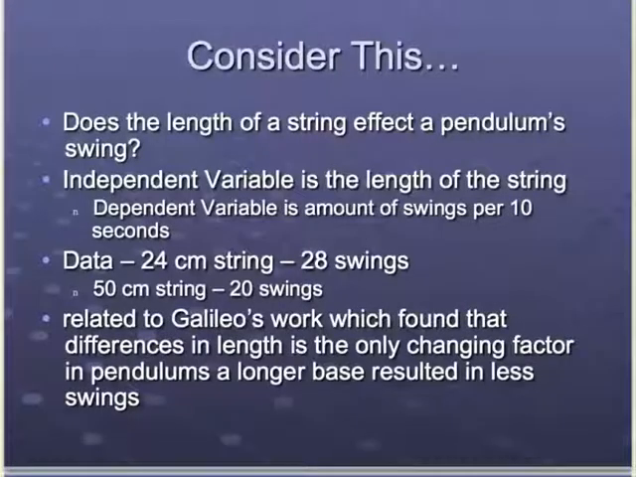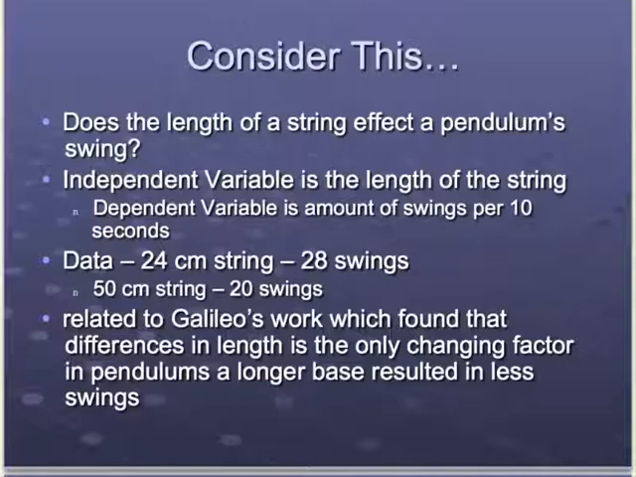Let's take a look and see how this can look in an actual conclusion. In order to get started with all of this, we need to have an experiment that we're working with. So let's take a look at this basic experiment. Does the length of the string affect a pendulum swing? The independent variable is the length of the string, and the dependent variable is the amount of swings per 10 seconds, or what we're measuring. We have collected data that's listed right here: the 24 centimeter string swung 28 times and the 50 centimeter string swung 20 times.